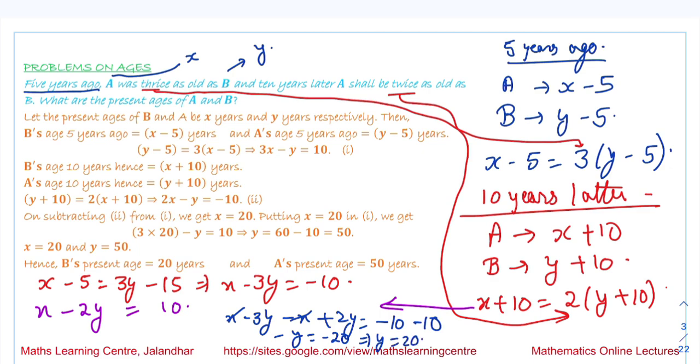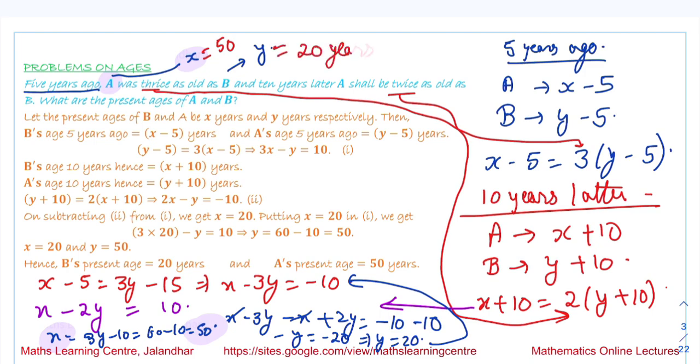If we substitute this value in one of these equations, we get X is equal to 3Y minus 10. So it is equal to 60 minus 10, which is 50. X is the age of A. So A's present age is 50 years and B's present age is 20 years.